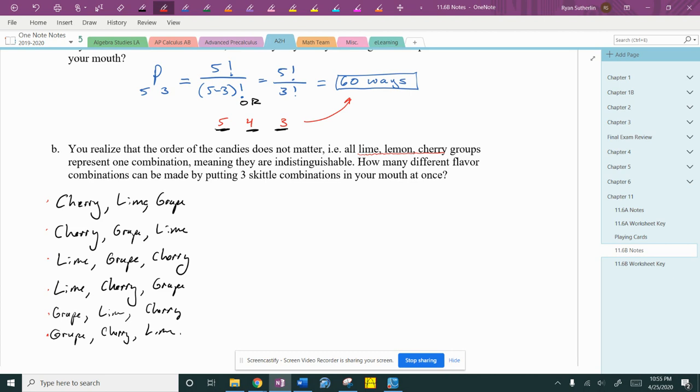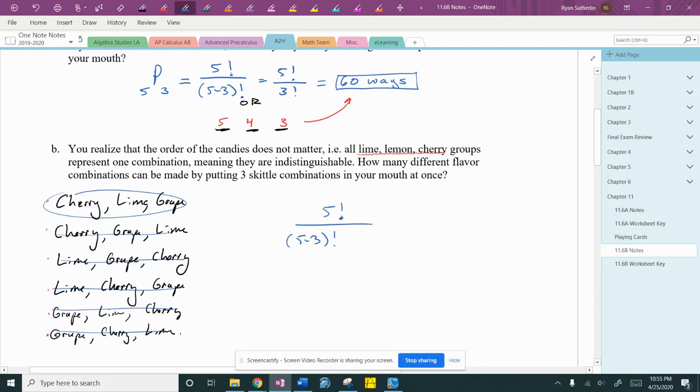So how do we figure out how many combinations there are? Well, first of all, we figure out how many permutations there are. So we do the same thing that we did last time, with the 5 factorial over the 5 minus 3 factorial, because that's going to list all the groups. All these groups are going to be included there. But these groups really don't need to be there, because once these 3 flavors are listed, you don't need to list them anymore. They're repeating.